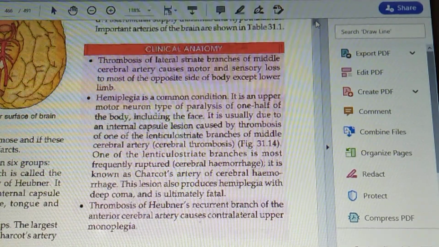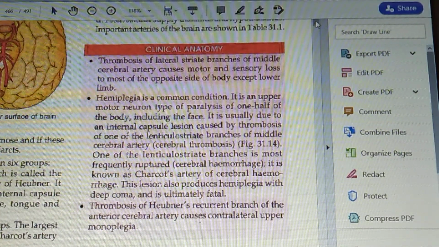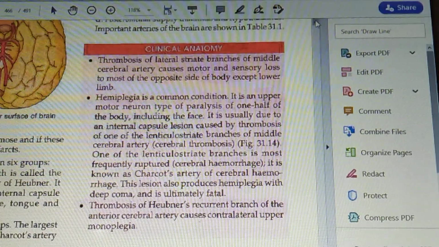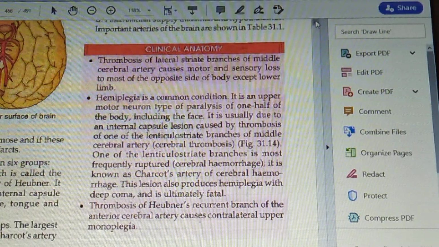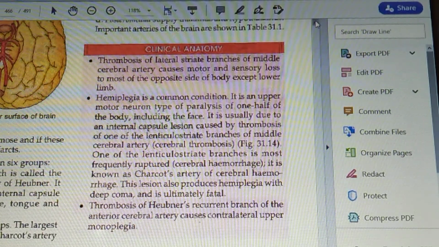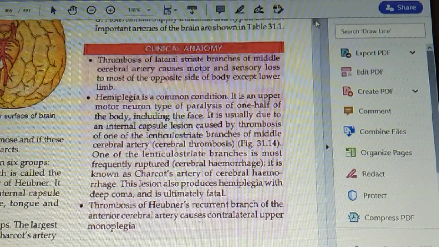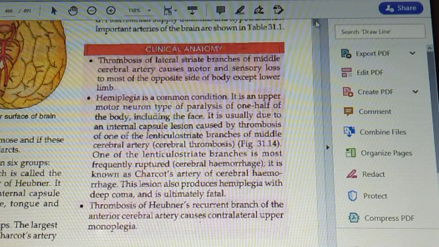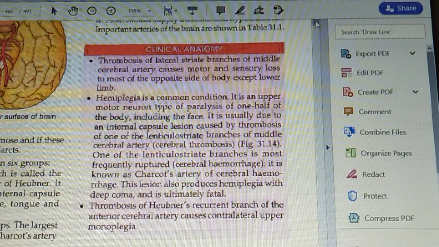Then thrombosis of Heubner's recurrent branch, right? Heubner's means the anteromedial group, of the anterior cerebral artery. It causes contralateral upper monoplegia, right? Opposite side, only one upper limb is affected. Then occlusion proximal to the anterior communicating artery is normally well tolerated because of the cross flow, and distal occlusion results in weakness and cortical sensory loss in the contralateral lower limb with associated incontinence.